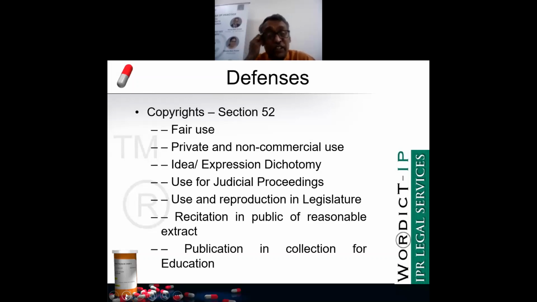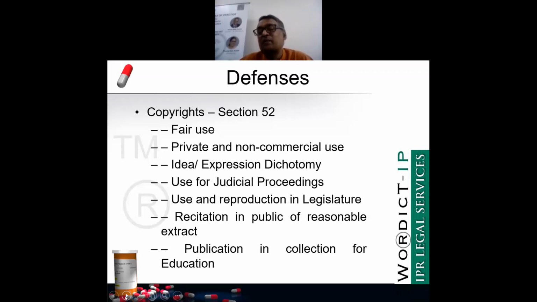Okay. What are the defenses that a person can take under copyright law? Fair use. Fair use constitutes private and non-commercial use. I can copy some part of the content, and if permission is given to me, I can copy it and put it in my article, which is called fair use. If I am using a document or a photograph privately, like a screensaver on your laptop, then it's private and non-commercial, and you can use it.